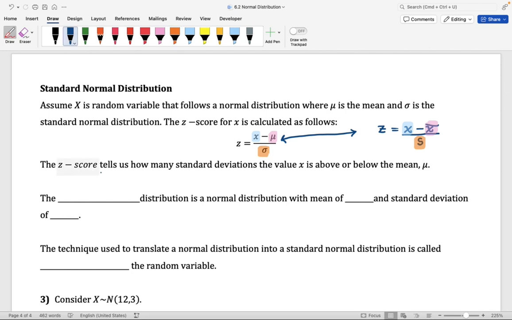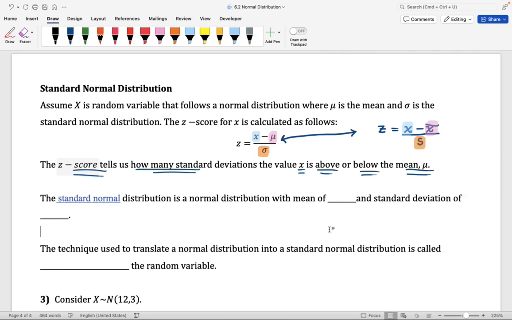Recall that a z-score tells you how many standard deviations that x value is above or below the mean. If your z-score is positive, that means that x is above the mean. If your z-score is negative, then that means that x is below the mean. The standard normal distribution is a special normal distribution with a mean equal to 0 and a standard deviation of 1.